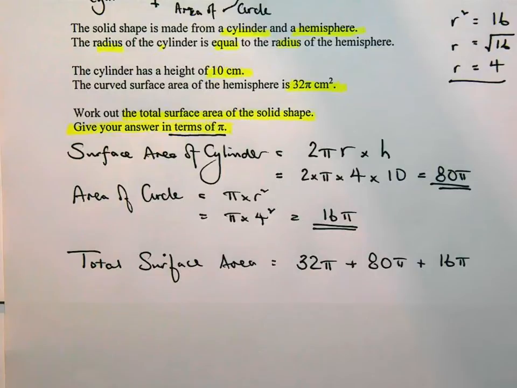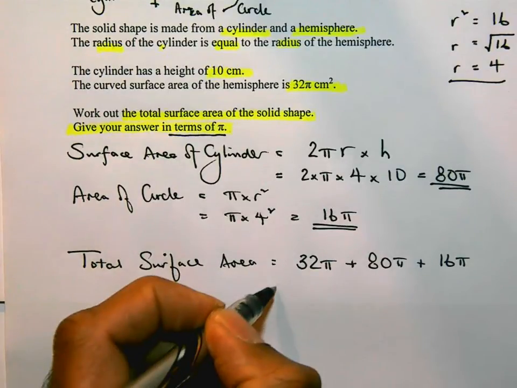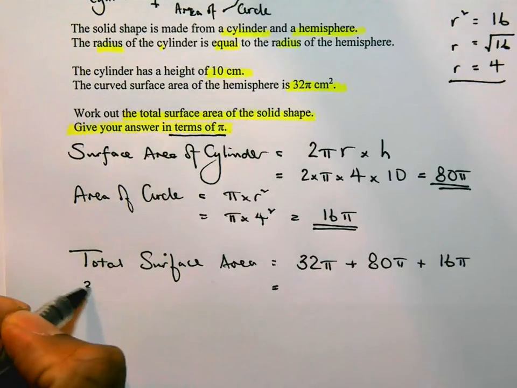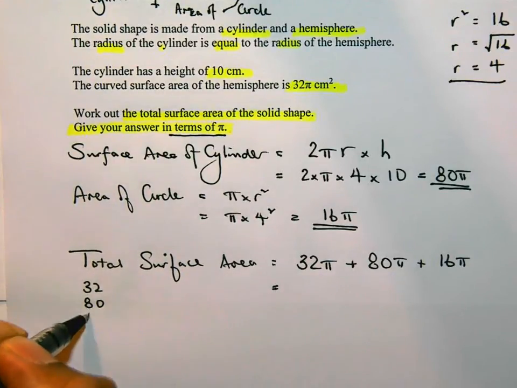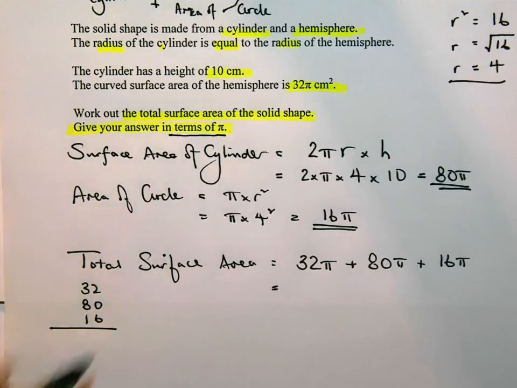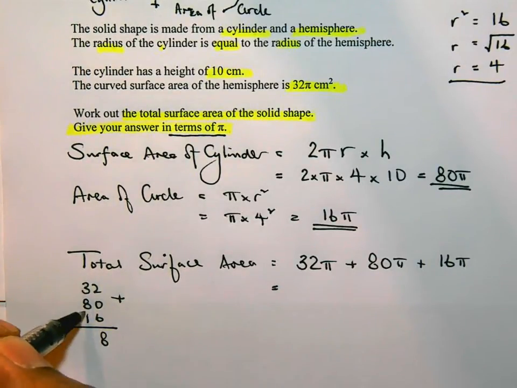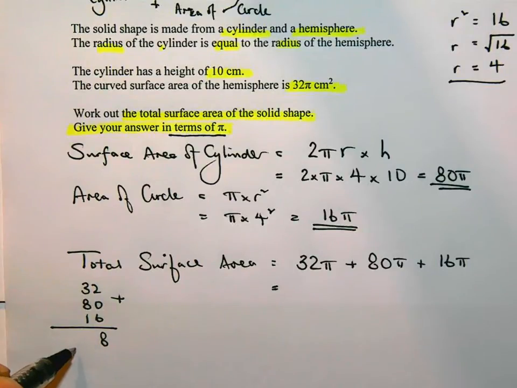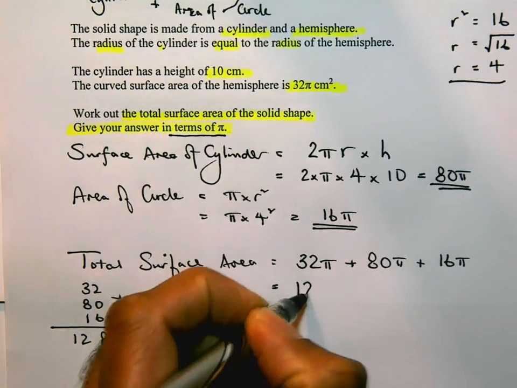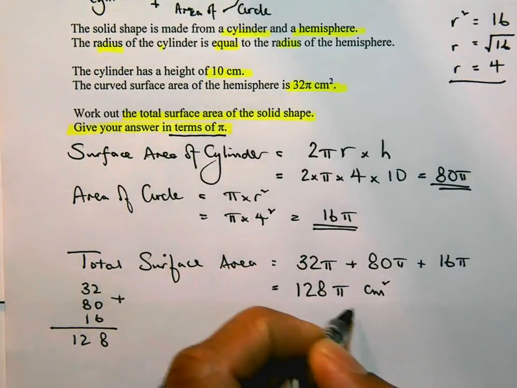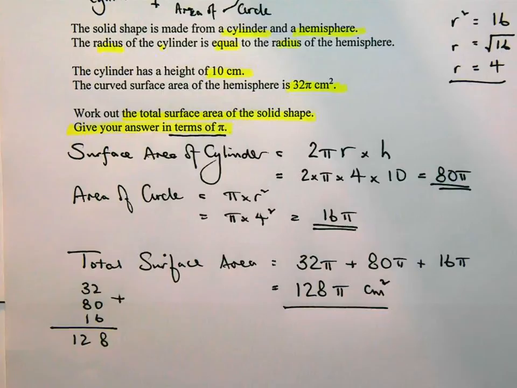I need to add those three together. If I just do it at the side here, I'm going to do 32 added to 80 added to 16. I don't want to make any mistakes with this. That's going to give me 8, then 3 plus 8 is 11, plus 1 is 12. So that's 128 pi centimeters squared. That's the total surface area of the shape, and that's what I'll write in the answer space.